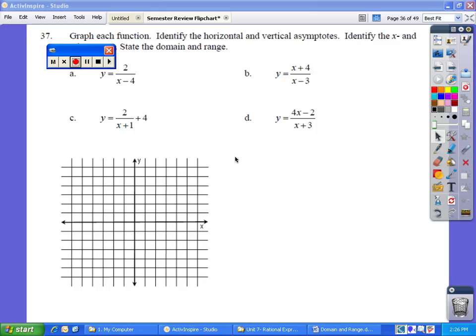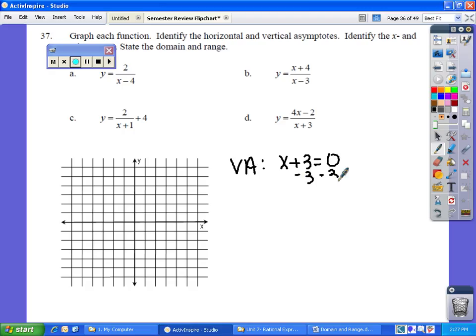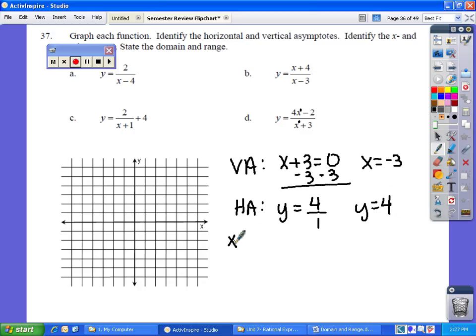Okay, this is going to be the same thing that we were doing before for 37 A, B, and C. All you're going to do here is actually just find the vertical asymptote, which is setting the denominator equal to 0. The horizontal asymptote, which is because the exponents are the same, you just divide the coefficients. The x-intercept will be just to set the numerator equal to 0.